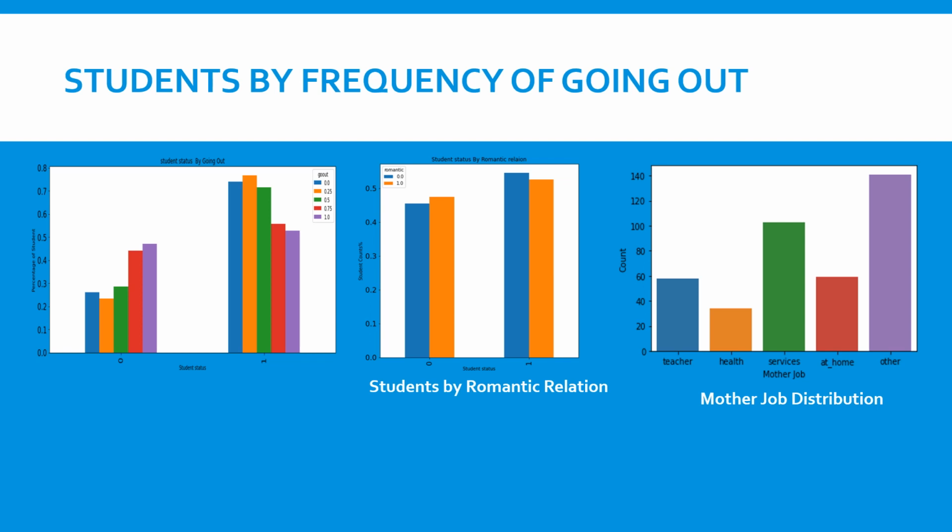It is showing that students who go out less spend more time focusing on their studies and then pass with good marks, compared to the ones who go out with their friends and family for a greater time, so they waste their time. The next graph is students by romantic relations. Those students who are in relationships with girlfriends don't focus on their studies. That's why they fail and they pass.